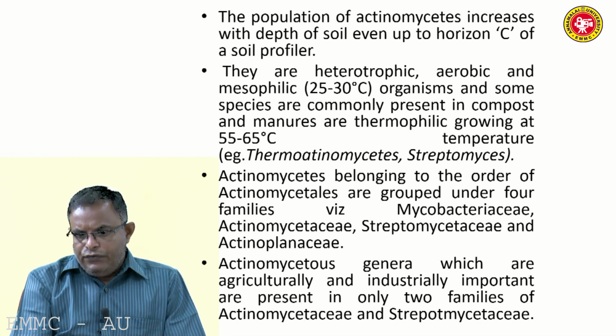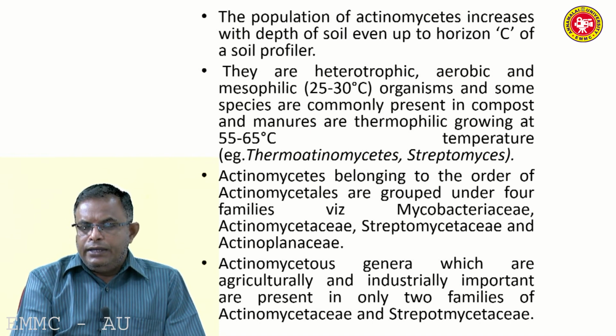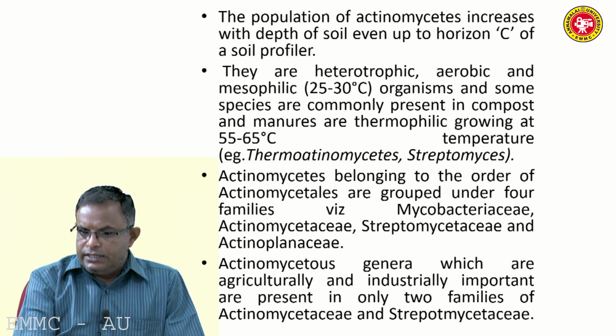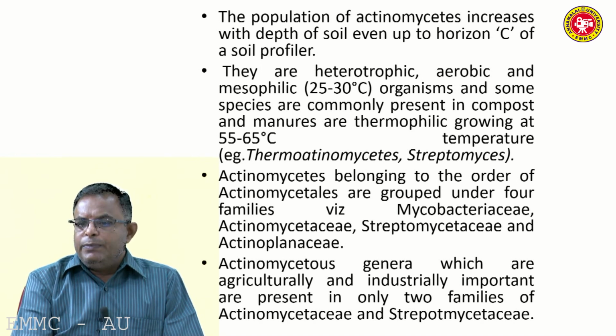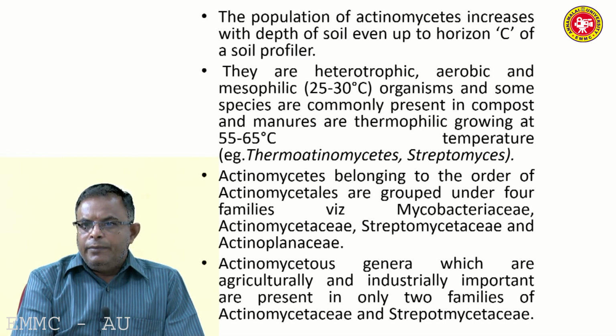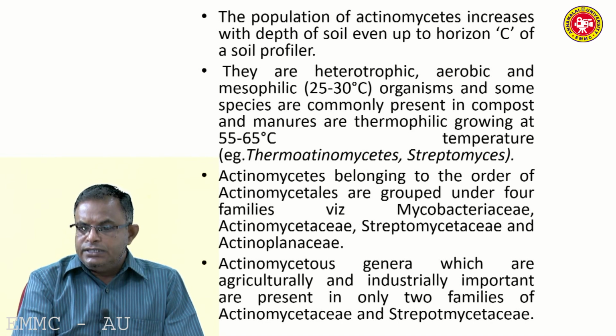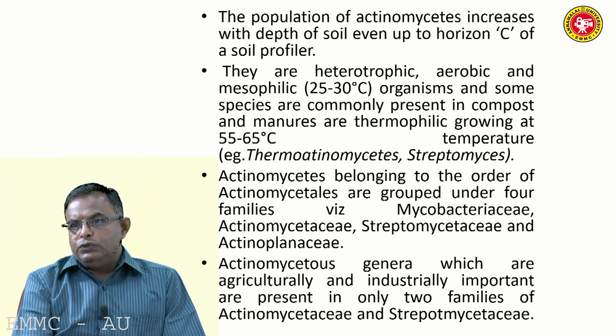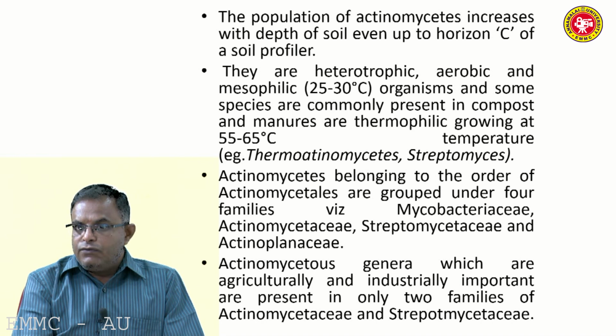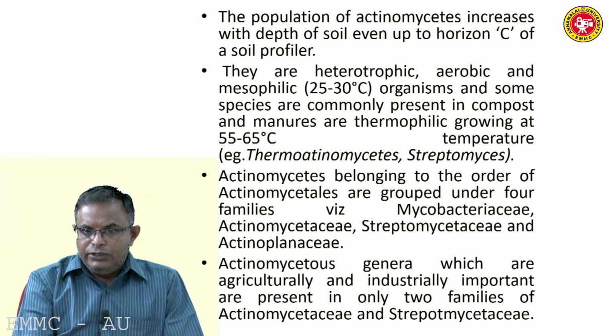They are heterotrophic, aerobic and mesophilic, growing at a temperature of 25 to 30 degrees Celsius, and some species commonly present in compost and manures come under the category of thermophilic, which grow at a temperature of 55 to 65 degrees Celsius. Examples of thermophilic actinomycetes are Thermoactinomyces and Streptomyces. Actinomycetes belong to the order Actinomycetales, which is grouped under 4 families: Mycobacteriaceae, Actinobacteriaceae, Streptomycetaceae and Actinoplanaceae.